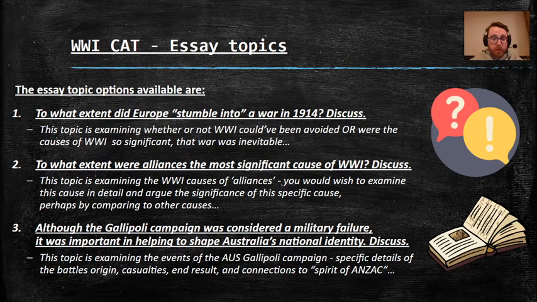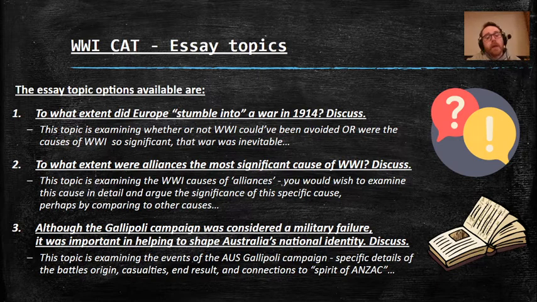Topic 2: to what extent were alliances the most significant cause of World War I? Discuss. You'll obviously be looking at the cause of alliances in this essay topic. There are a couple of options for this one. You could examine the alliances in a lot of detail over 3 different arguments and talk about why they contributed to World War I. Or, in years past, what people have done is, with their 3 argument paragraphs, they've looked at 3 different causes of World War I, so alliances was one of them, and then they've compared it to 2 other causes, saying, well, alliances were important, but this was more important. Or these causes were okay, but alliances was clearly the biggest cause of World War I.